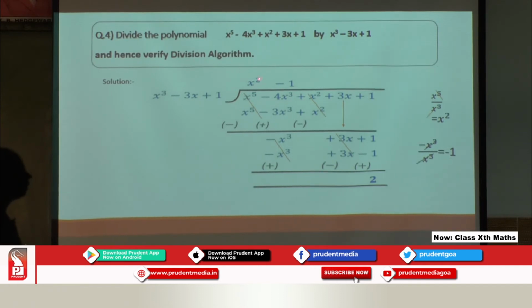Now next step, this first term of the quotient, x square, we should multiply by the entire divisor. So x square into x cube is x raised to 5, minus into plus, that is minus 3x into x square, 3x cube, plus into plus, that is plus 1 into x square, is x square.